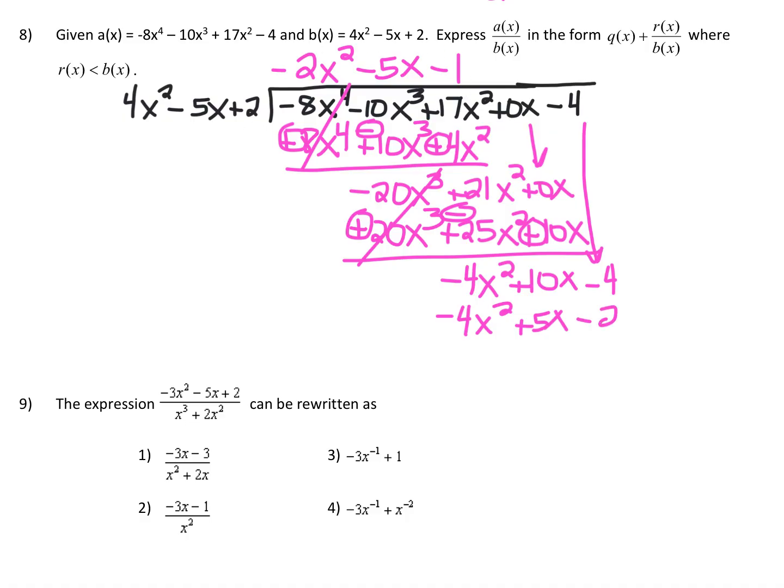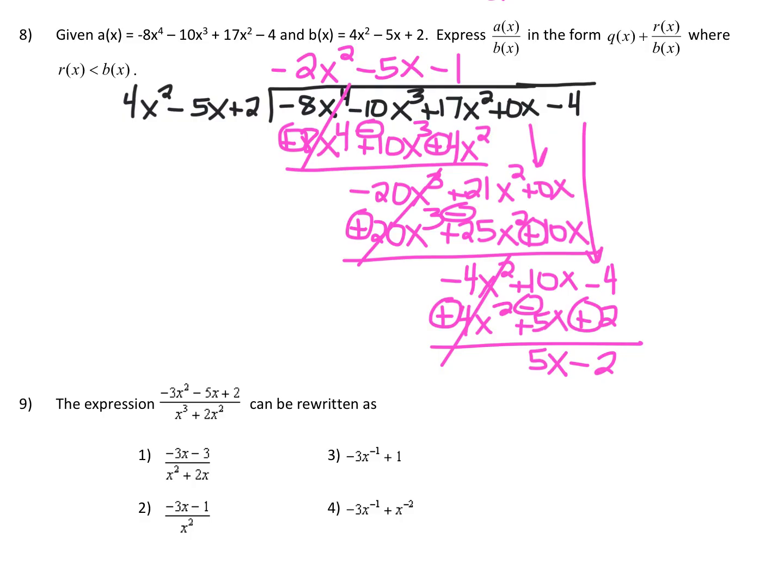And then let's change our signs, change our signs, change our signs. So the first 2 terms cancel off. 10x minus 5x is 5x. And then negative 4 plus 2 is negative 2. So since there's nothing left to bring down, this whole thing right here is our remainder. So here's our quotient, and then they want plus the remainder over what we were dividing by.